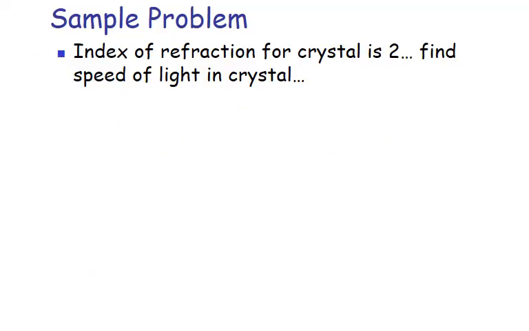So let's go ahead and try this one here. The index of refraction of a crystal is 2. Find the speed of light in the crystal if the index is 2. So go ahead and pause the clip and give this a try. When you're ready to check, you can hit play.